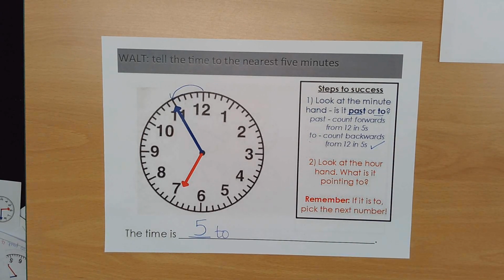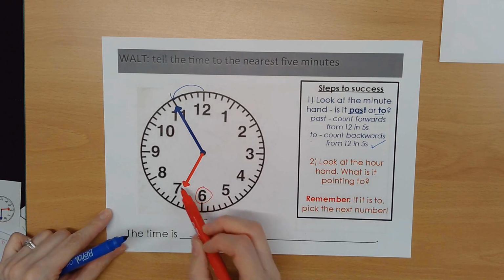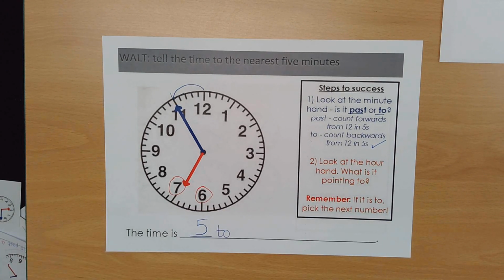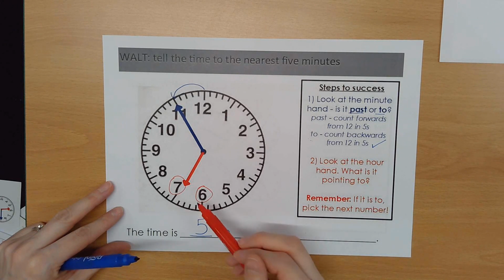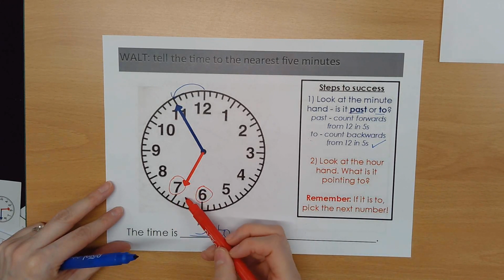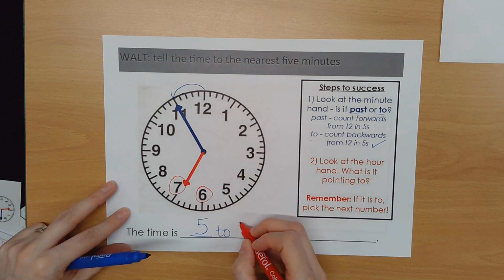Now we need to look at the hour hand. So having a look at your hour hand, I can see it's between these 2 numbers. So what is it going to be? 5 to 6 or 5 to 7? And I want you to think about why. Okay, say it out loud. Okay, hopefully you have recognised that it should be 7 because it's not quite at the 7 yet. Okay, so it's 5 to 7.